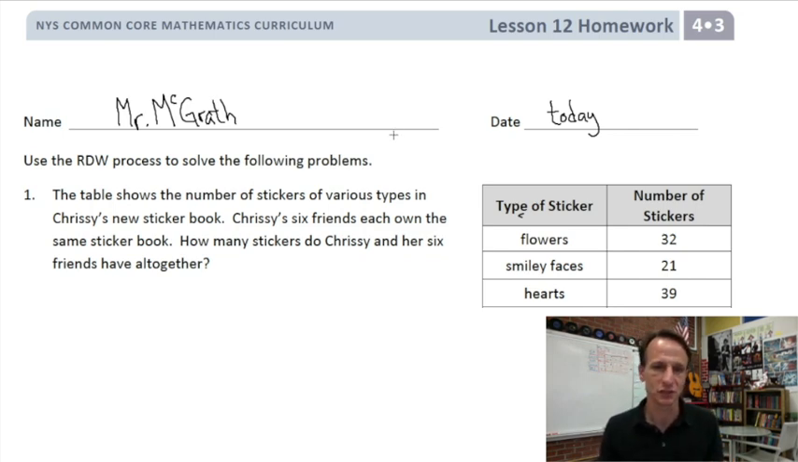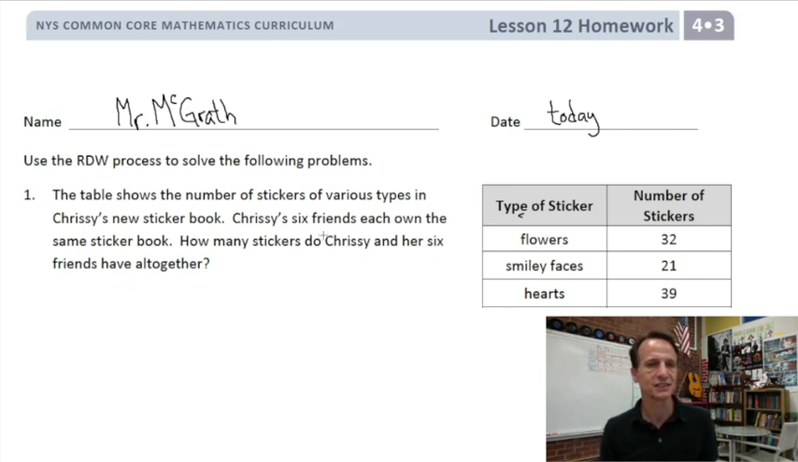Well, this is kind of interesting. They're often coming back to stickers and sticker books here. You notice that? All right, well, let's take a moment and read the table as well. It's part of the question here. Type of sticker, we have flowers, smiley faces, and hearts. Number of stickers, flowers have 32, smiley faces 21, hearts have 39 stickers. Okay, so we read. Now let's draw.